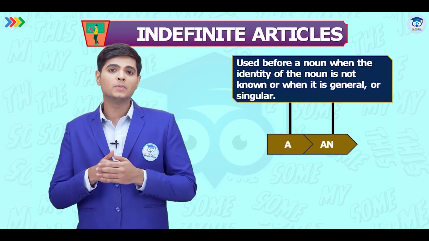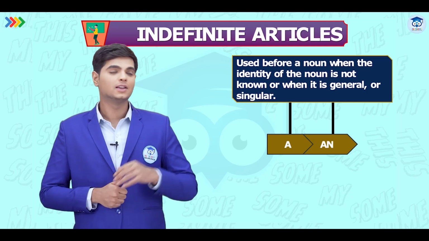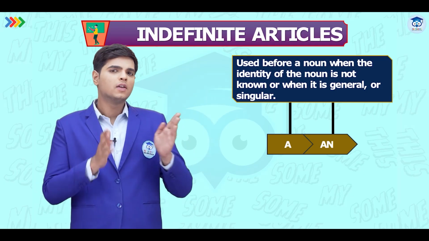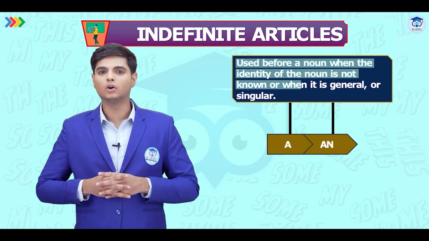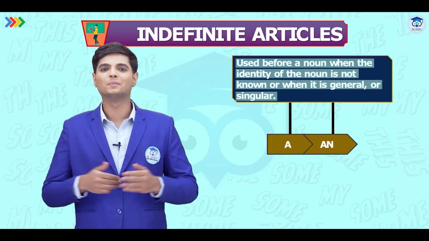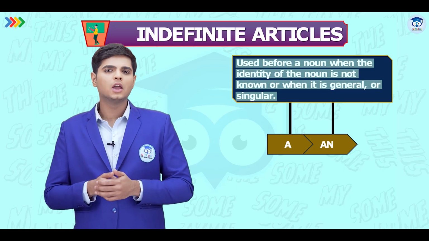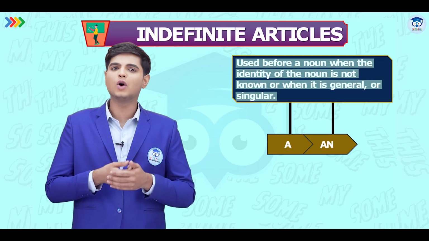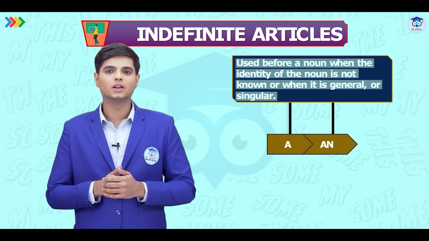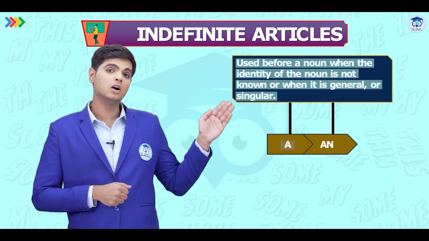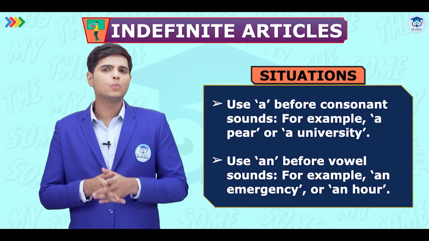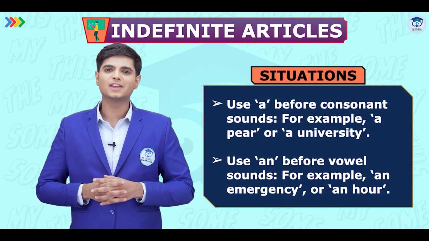Now, let's zoom in on one of the most basic types, indefinite articles. These are used before a noun when the identity of the noun is not known or when it is general or singular. That simply means we use them when we talk about any one thing, not something specific. We only have two indefinite articles in English, a and an. So when do we use a and when do we use an?